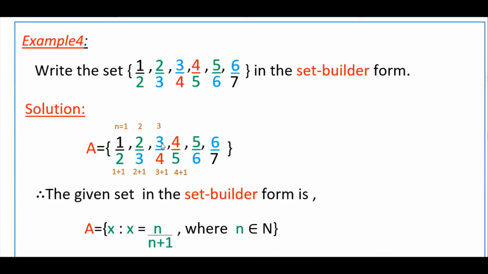So if you assume these numbers are n, then the numerator is n, then the denominators are n plus 1. See here, if n is 1, then n plus 1, that is 1 plus 1 like this. So the given set in the set builder form is A is equal to x such that x is equal to n by n plus 1, where n belongs to capital N. That is natural numbers, because all these numbers are natural numbers.